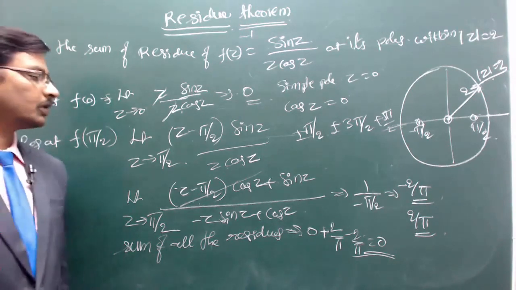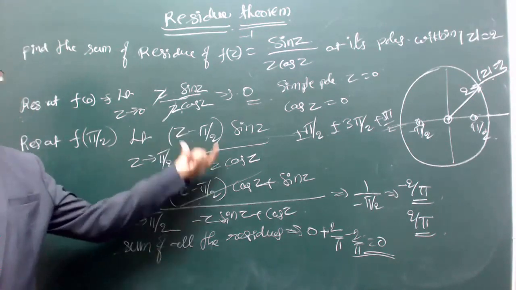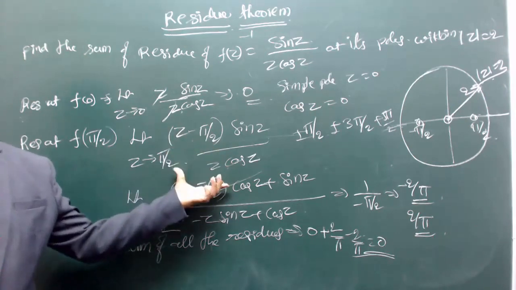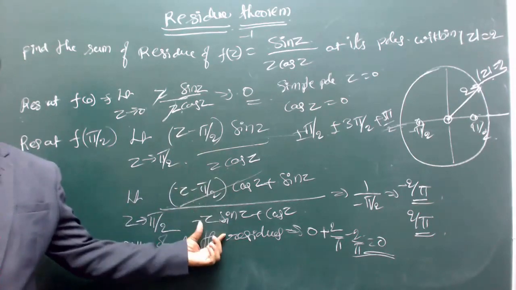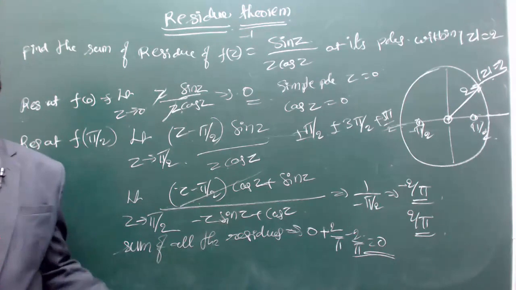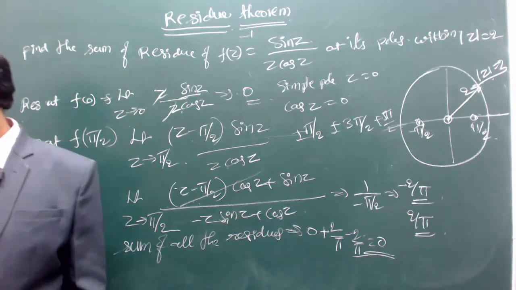Limit part, what you don't understand. So here it is a 0 by 0 format. You have applied L'Hospital rule. Numerator separate derivative, denominator separate derivative, and substituted the value. Nothing more than that. Understood, Liju?